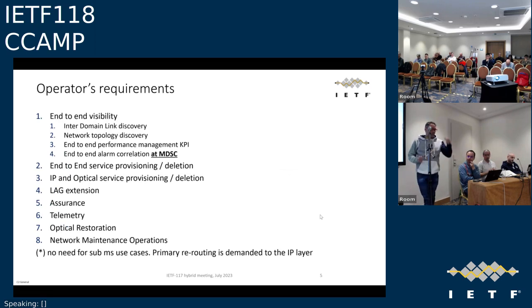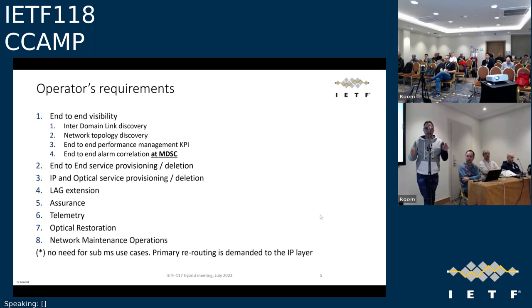So what are the requirements? I think these are the requirements that we went through yesterday in the side meeting. The number one top-priority requirement of the operator is end-to-end visibility of what is happening, to see from layer 3, layer 2, and the optical channel. We need to know the connectivity between the router and the network, discover the whole topology, both optical and IP, and do end-to-end performance monitoring, and especially end-to-end alarm correlation. So we can know that when a failure happens in some part of the optical network, which routers are affected. So that is number one, end-to-end visibility, and then the rest are a bonus.